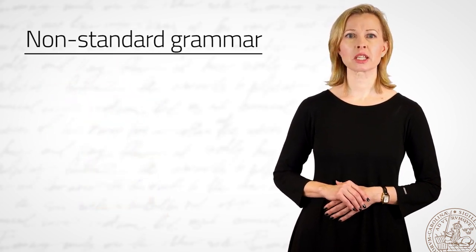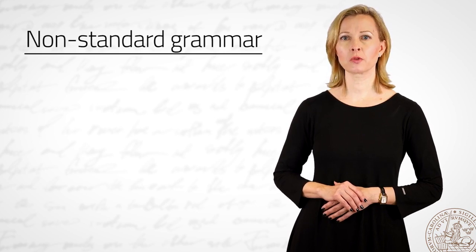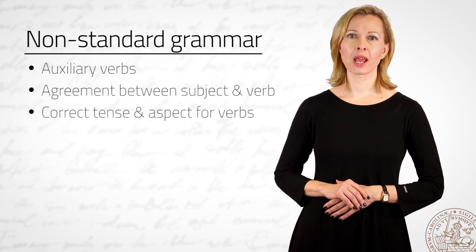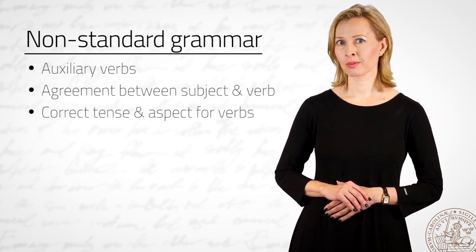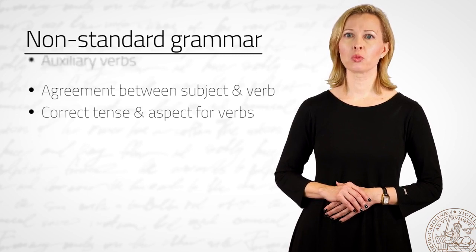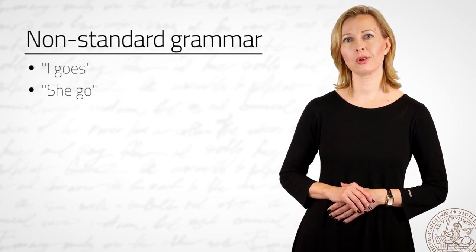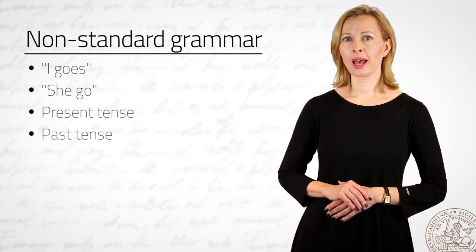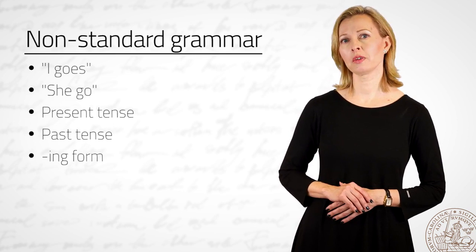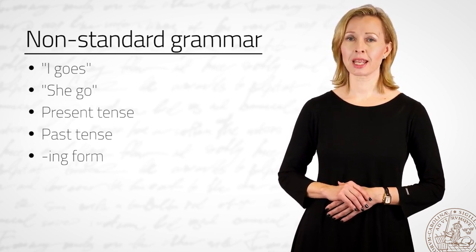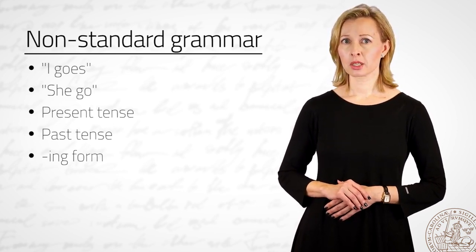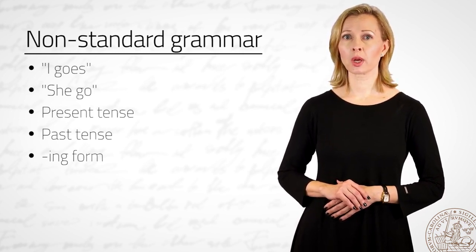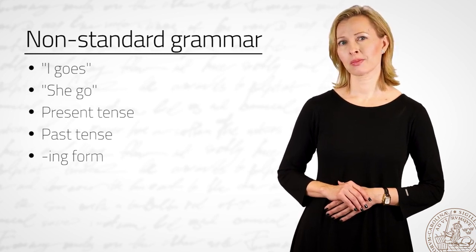Other grammar questions that you may need to watch out for include the use of auxiliary verbs, agreement between the subject and the verb, and the correct tense and aspect for verbs. In other words, you shouldn't use forms such as I goes or she go, and you should know when you should use the present tense and the past tense, and when it's necessary to use the ing form of the verb. These are all topics that any good grammar book can help you with, so it's a good idea to have one available when you edit and proofread your text, so you can quickly look up any suspicious cases.